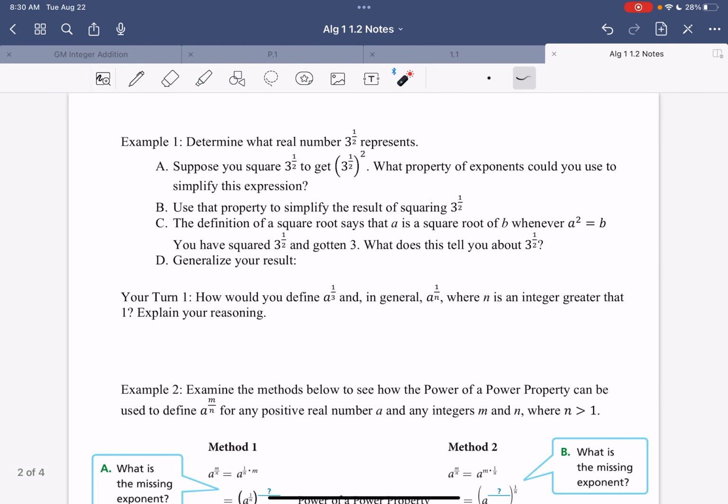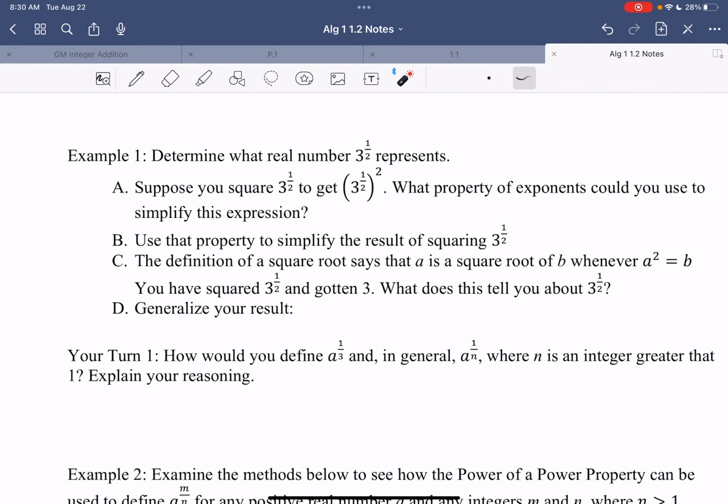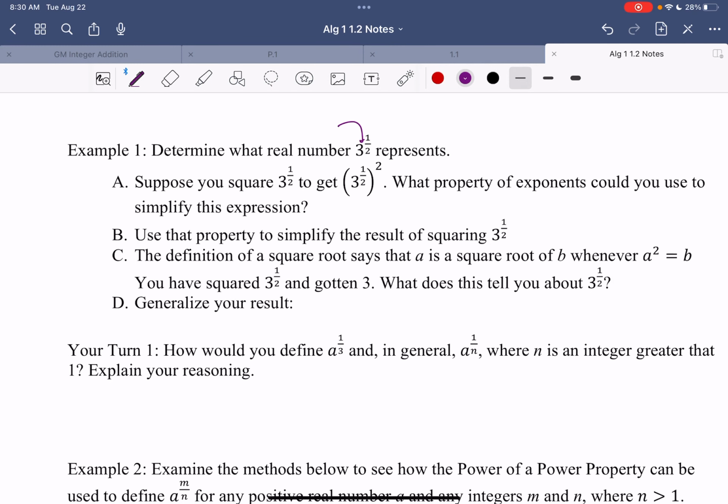Okay. All right, so example 1. So we're going to determine what real number 3 to the 1/2 is. So now we're going to get into, again, here my base. 3 is my base. 1/2 is my exponent. And we need to make sense and try to figure out what in the heck that means. Okay, so to do that, we're going to say, let's take this 3 to the 1/2 and let's square it. Let's just see what happens.